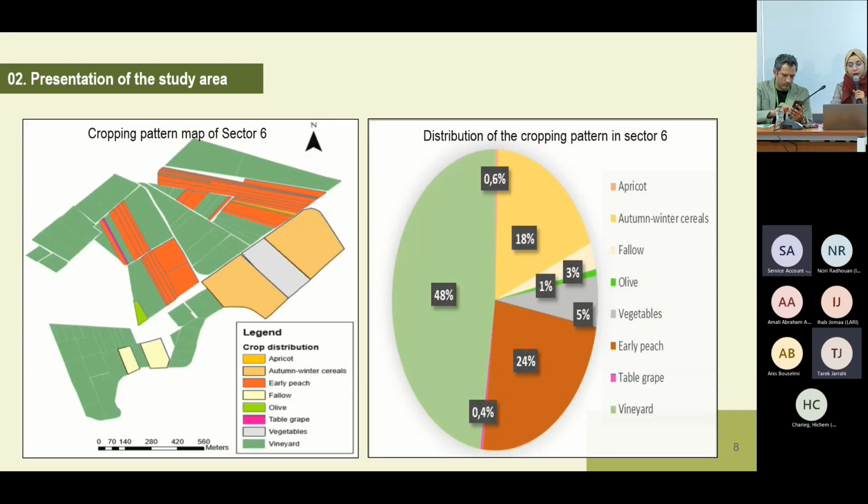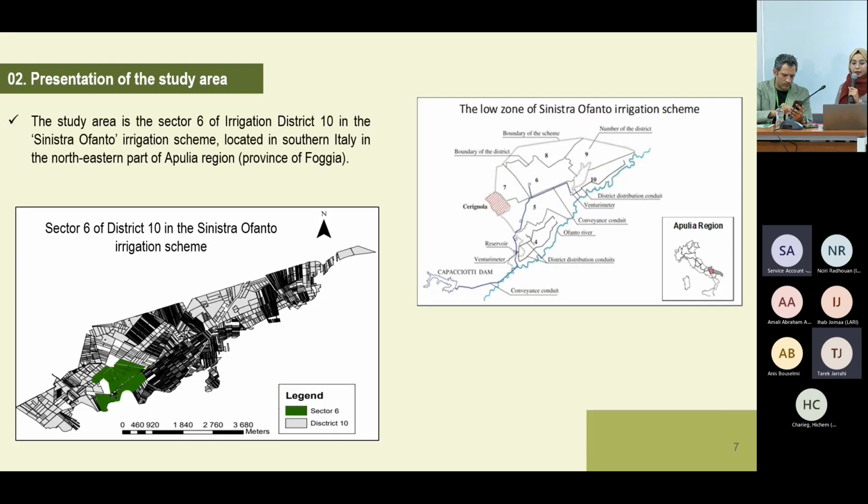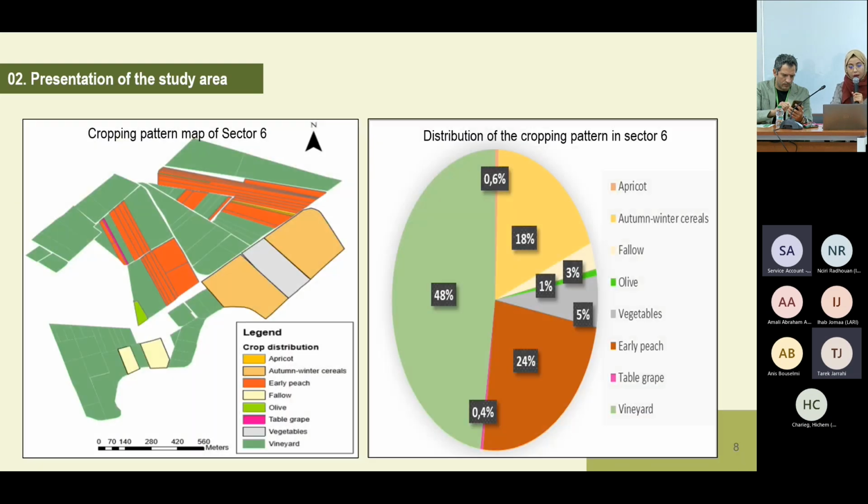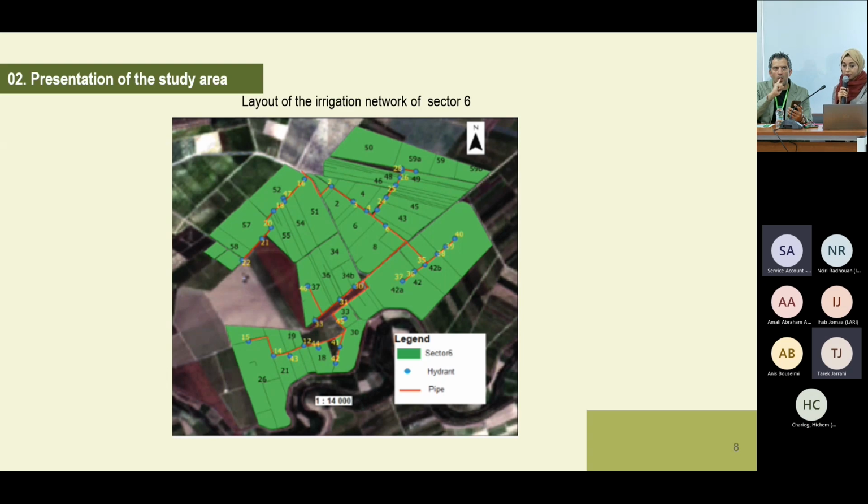So the study area was Sector 6 of District 10 in the Sinistra Ofanto irrigation scheme, which is located in southern Italy, in the northeastern part of the Apulia region, in the province of Foggia. The distribution of the cropping pattern in our study area is mainly based on vineyard, which represents almost 50%, early peach with 24%, autumn-winter cereals 8%, and a little bit of apricots, olive, and vegetables. So this is the layout of our irrigation network.